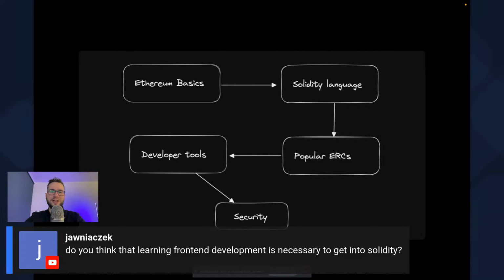I heard stories like that, people without any programming experience beforehand, they just learn Solidity and they land a job. But I think it's way more complicated.